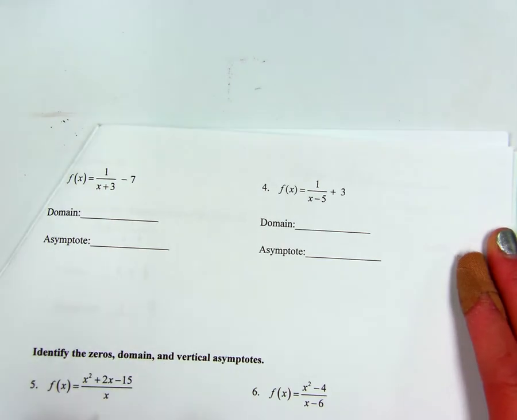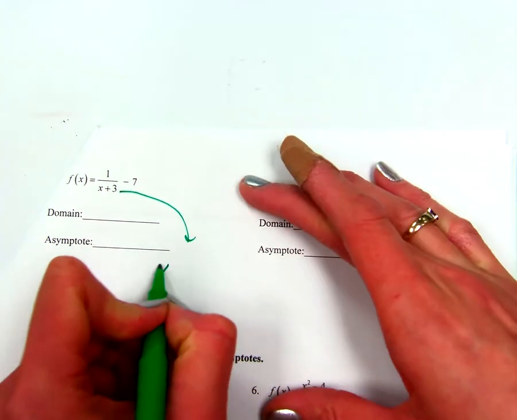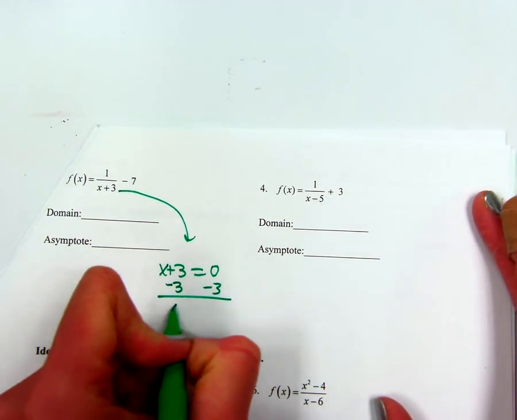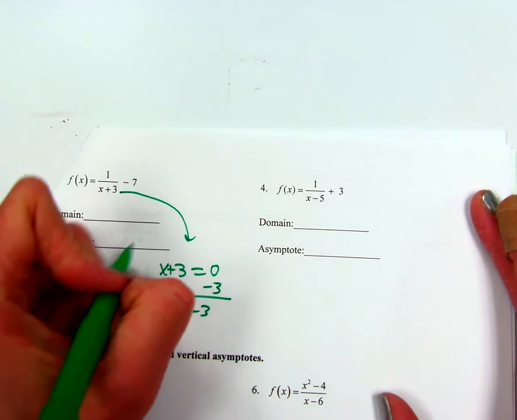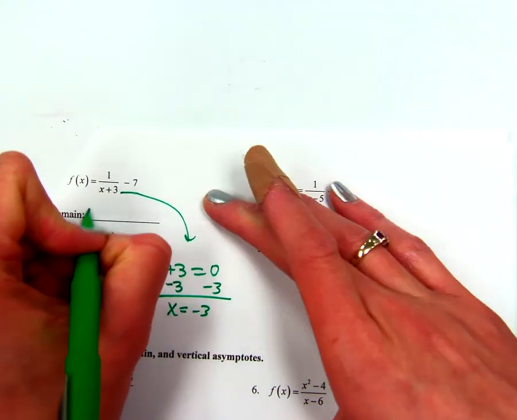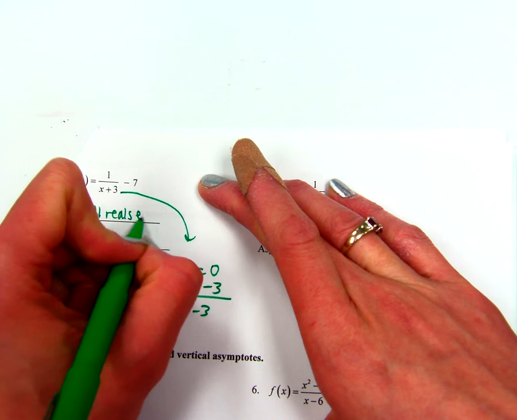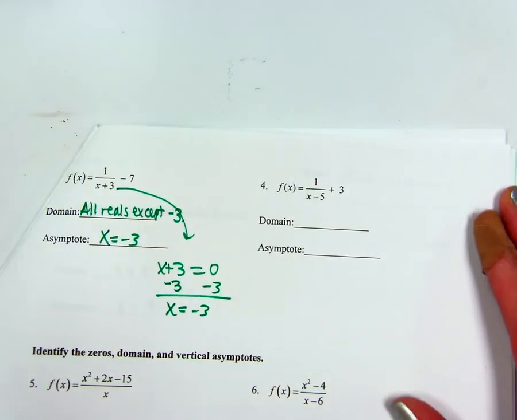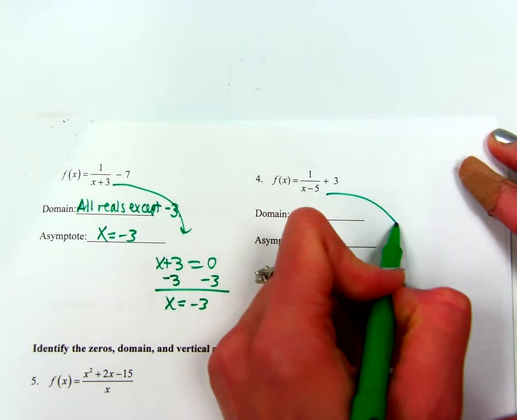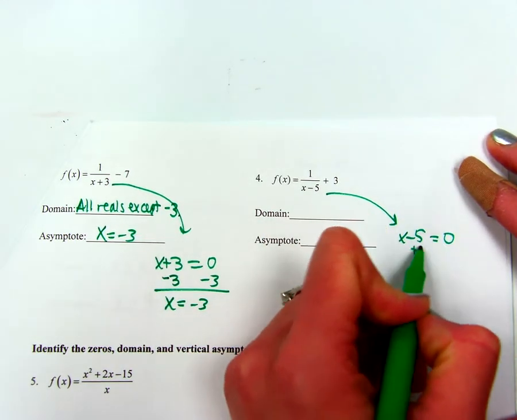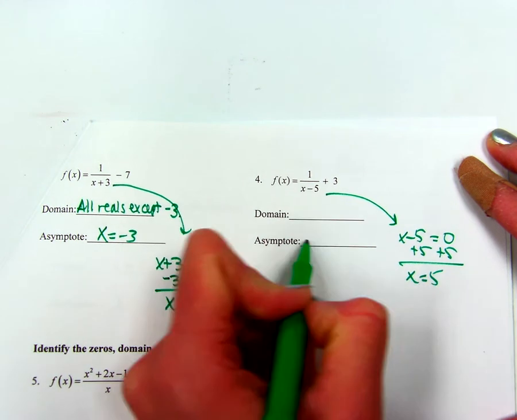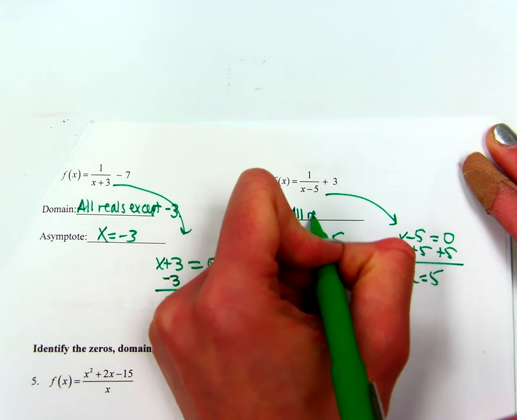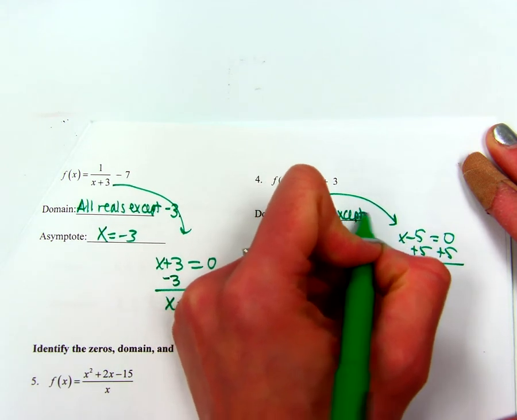Okay, so we're just looking at our denominator. x plus 3 is equal to 0. Solve, and we get x equals -3. So that's my asymptote, and my answer for my domain is all reals except -3. Number 4, we've got x minus 5. Set that equal to 0, solve for x. You get x equals 5. That's your asymptote, and then you need to state that your domain is all reals except 5.